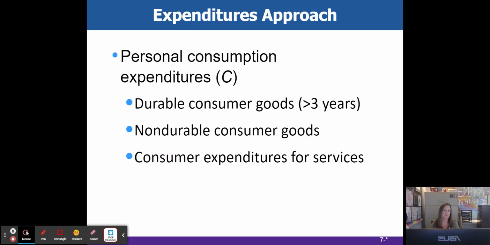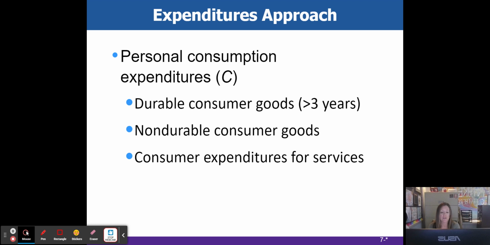We're going to spend the most time on the expenditures approach because it's the most often used way to calculate GDP. The first category is called personal consumption expenditures. This is abbreviated as C in a formula that I'll show you in just a minute.